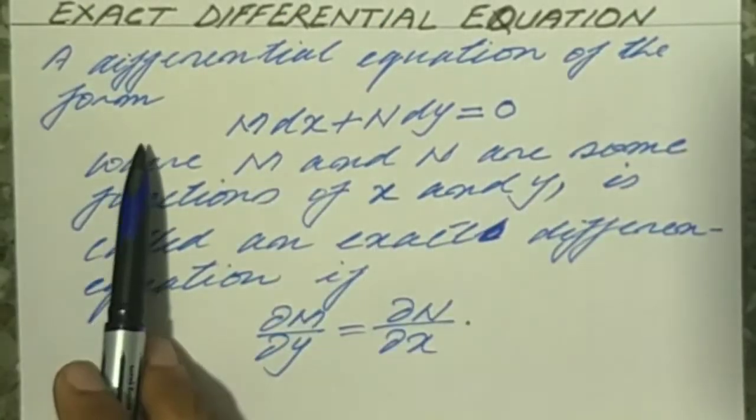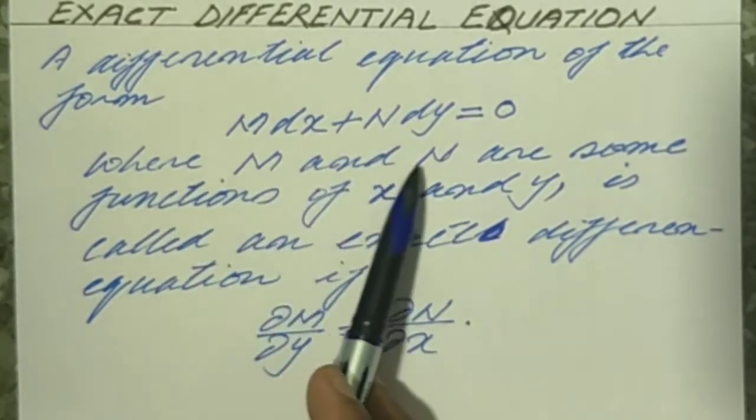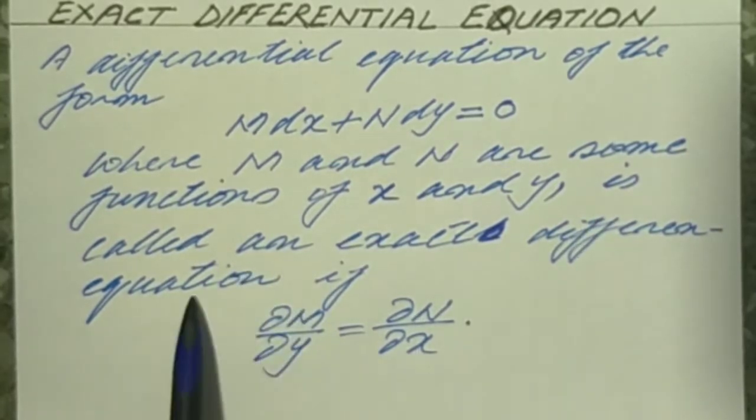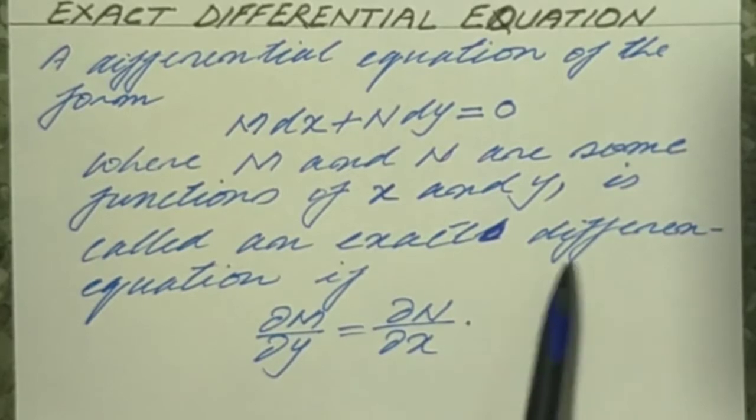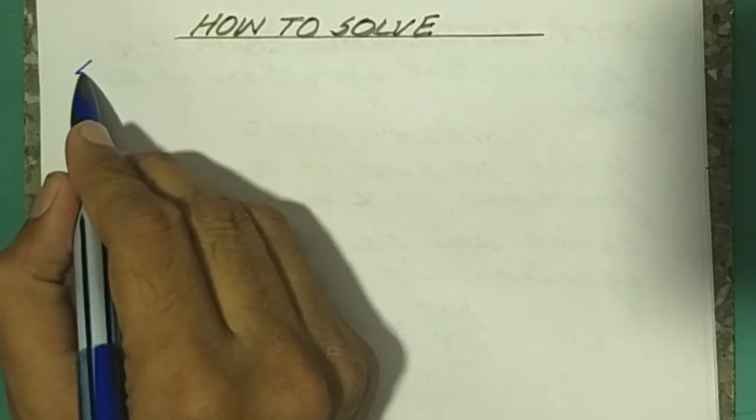A differential equation of the form M dx plus N dy is equal to 0, where M and N are some functions of x and y, is called an exact differential equation if the partial derivative of M with respect to y is exactly equal to the partial derivative of N with respect to x. How to solve? Step 1.